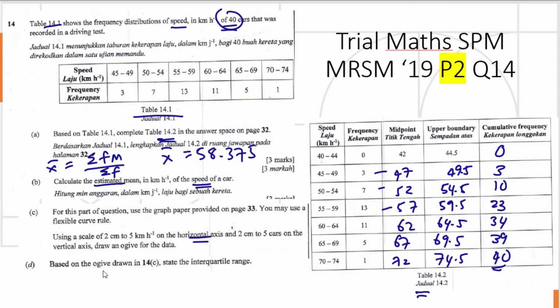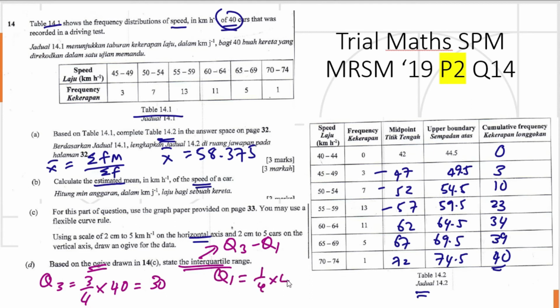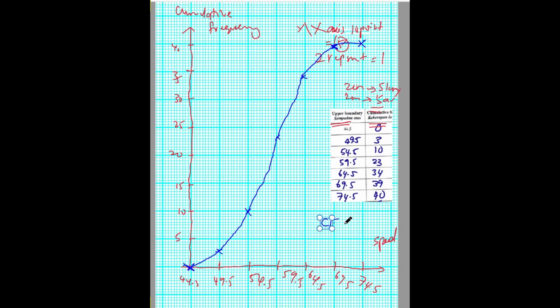Part D, based on the ogive, state the interquartile range. Interquartile range means Q3 minus Q1. Q3 is 3 over 4 of the total frequency of 40, which is 30. Q1 is equal to 1 over 4 times 40, which is equal to 10. So we need to find the speed when the cumulative frequency is 30 and 10.